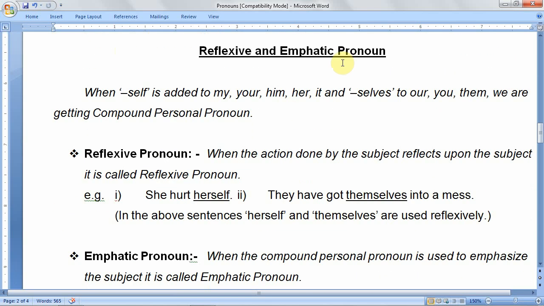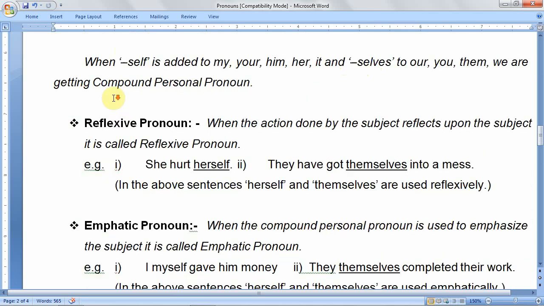Reflexive and emphatic pronouns. Now just concentrate. When "self" is added to my, your, him, her, it, and "selves" to our, you, them, we get compound personal pronouns. How do we say it? My, myself; your, yourself; him, himself; her, herself; it, itself. These are singular. Then our, ourselves; you, yourselves; them, themselves.